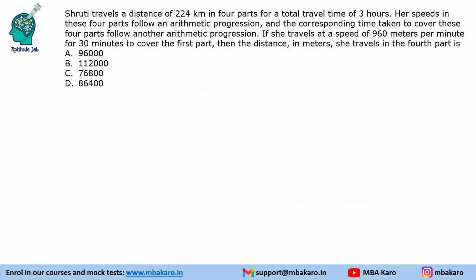The next question: Shruti travels a distance of 224 km in 4 parts for a total travel time of 3 hours. Her speeds in these 4 parts follow an arithmetic progression, and the corresponding time taken to cover these 4 parts follows another arithmetic progression. If she travels at the speed of 960 meter per minute for 30 minutes to cover the first part, then the distance in meters she traveled in the fourth part is. So she did it in 4 different parts.